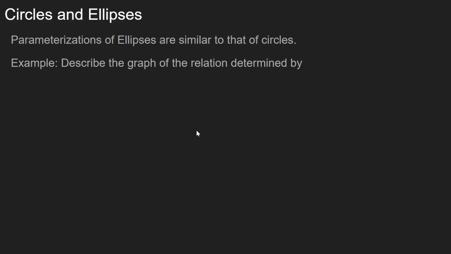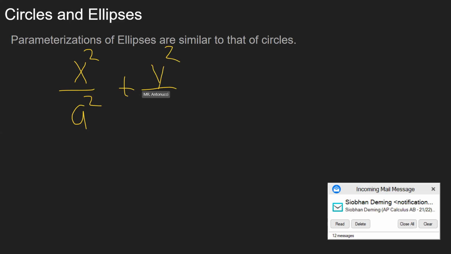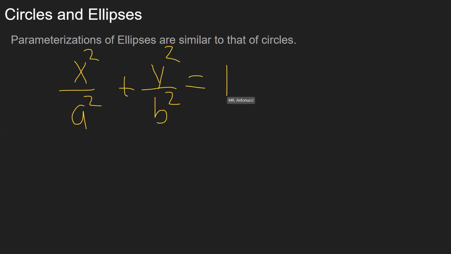Okay. Now, the next thing we want to do is a parameterization of an ellipse. So parameterizations of ellipses are similar to that of circles. Before I get into this example, I just want to talk a little bit about ellipses. Ellipses have a similar form to circles, except they're x squared over a squared plus y squared over b squared equals 1. The distinction here is that x squared and y squared are not over a common denominator, and that distorts the circle to make it more of an oval, or more specifically an ellipse shape.